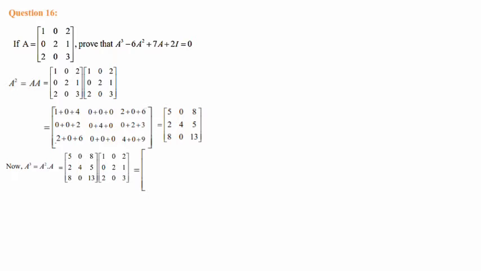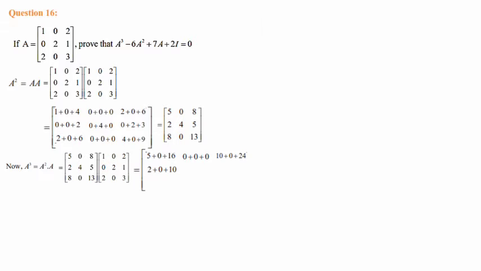Again multiplication. First row with the first column. 5 into 1 is 5, plus 0 into 0 is 0, plus 8 into 2 is 16. It's mentioned. 5 into 0, 0, 0 into 2, 0, plus 8 into 0, 0, entire term is 0. Next is 5 into 2, 10, plus 0 into 1 is 0, plus 8 into 3 is 24. It's mentioned. Then we'll start with the second row. 2 into 1 is 2, plus 4 into 0 is 0, plus 5 into 2 is 10. It's mentioned.